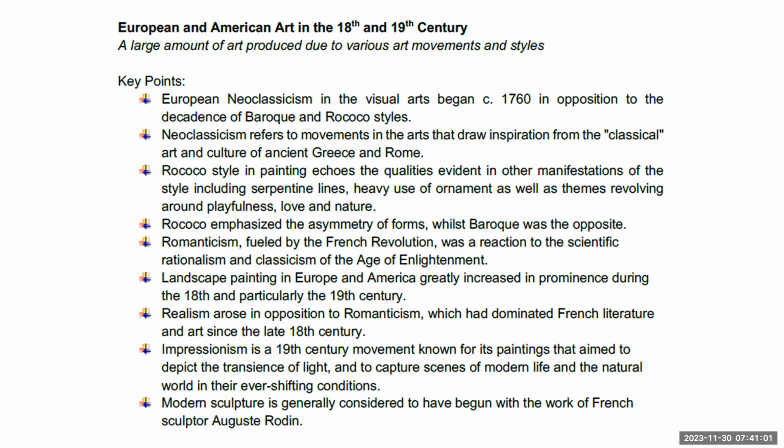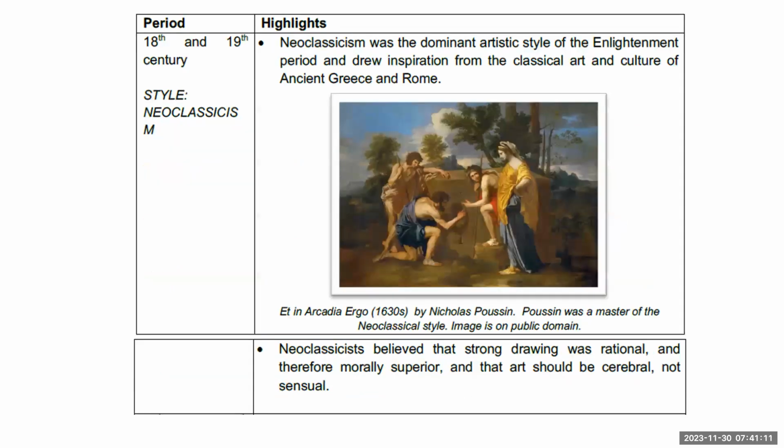Okay, so these are just the key points that you ought to remember when we are going to discuss European and American art in two centuries, the 18th and the 19th century. Let's first discuss neoclassicism.